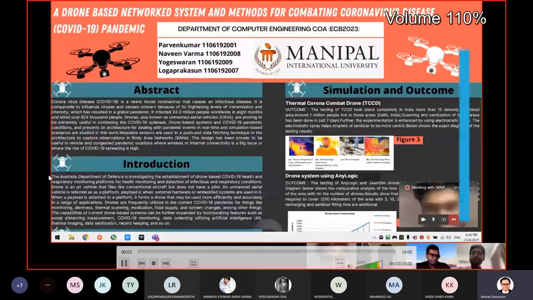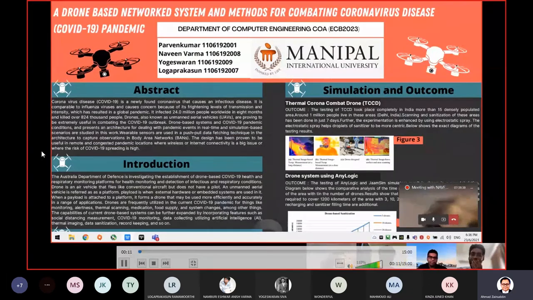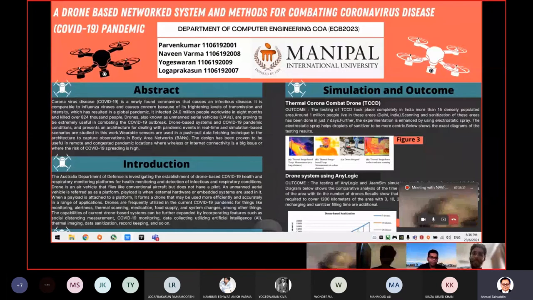Very good afternoon to Dr. Anwar and my fellow friends. Today, myself, Parvenkumar, and my group members, Naveen Varma, Yogeswaran, and Logaprakasun, will be presenting on a topic called drone-based network systems and methods for combating coronavirus disease.